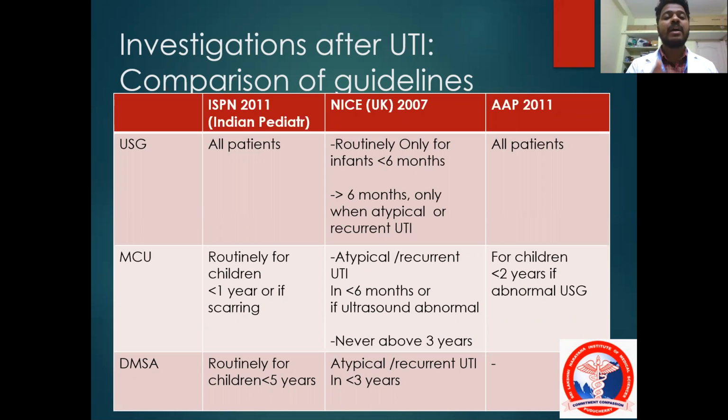For MCU, the recommendation from ISBN 2011 is routinely done for children less than 1 year, or if scarring is present in DMSA, then we have to go for MCU. Whereas in NICE 2007 guidelines, if a child develops atypical or recurrent UTI in less than 6 months, or if ultrasound is abnormal, then only we have to go for MCU. Never above 3 years is MCU to be done. Whereas in AAP 2011 guidelines, for children less than 2 years, if abnormal USG is there, then we have to go for MCU. DMSA in ISBN 2011 guidelines is routinely done for children less than 5 years, whereas in NICE 2007 guidelines, DMSA is done for atypical recurrent UTI in less than 3 years. DMSA recommendation is not given in AAP 2011.